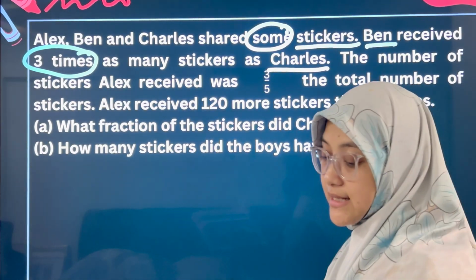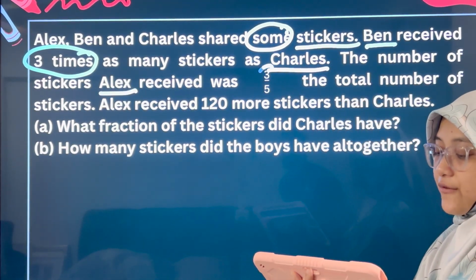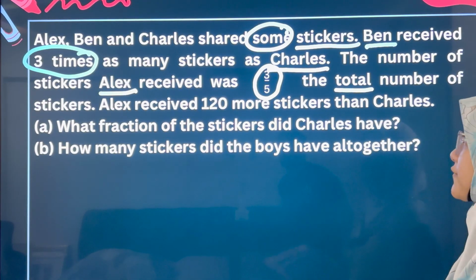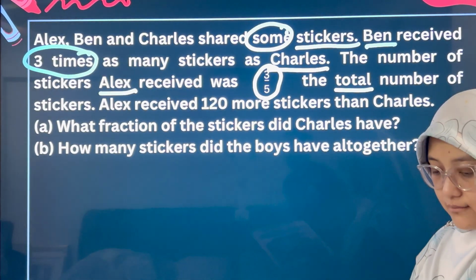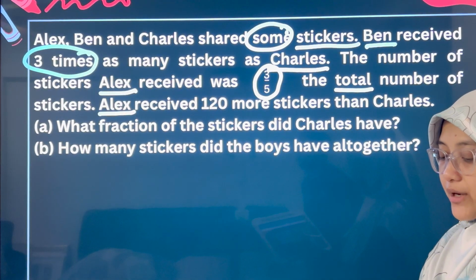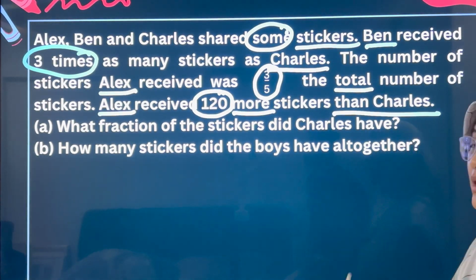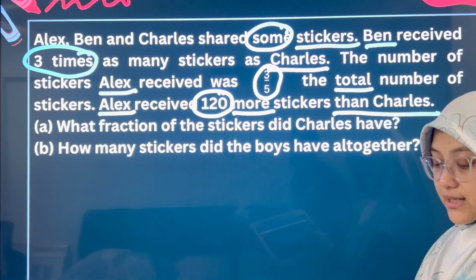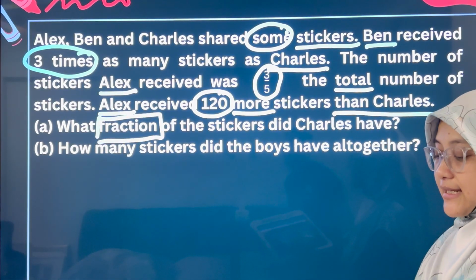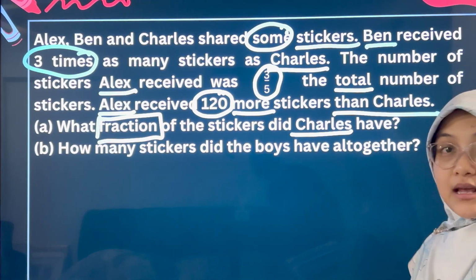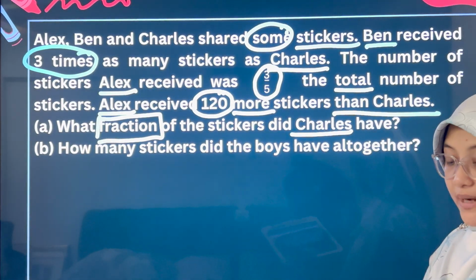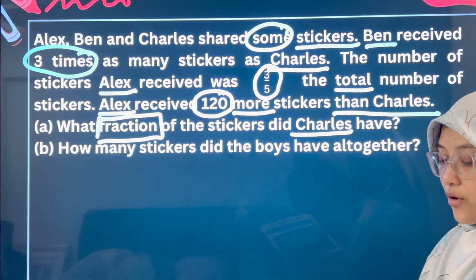Ben received 3 times as many stickers as Charles. The number of stickers Alex received was 3/5 of the total number of stickers. Alex received 120 more stickers than Charles. Part A. What fraction of the stickers did Charles have? Part B. How many stickers did the boys have altogether?